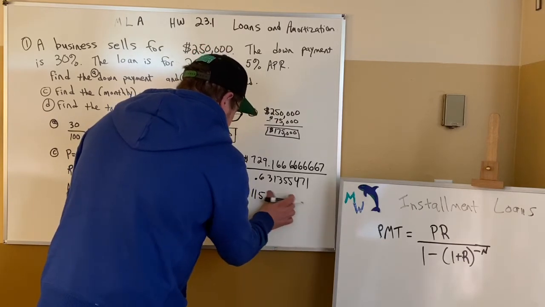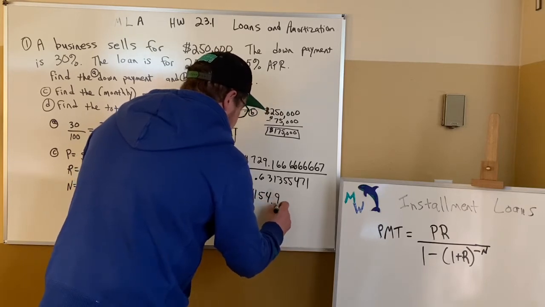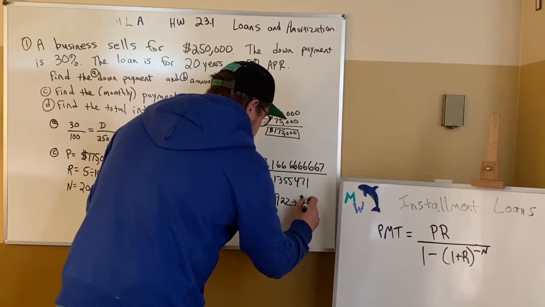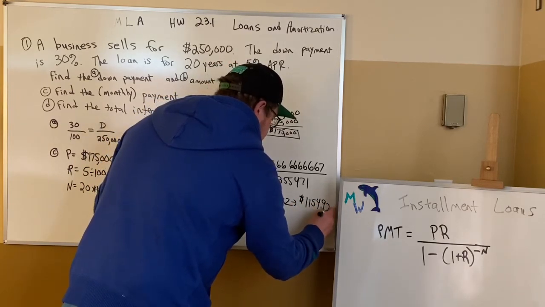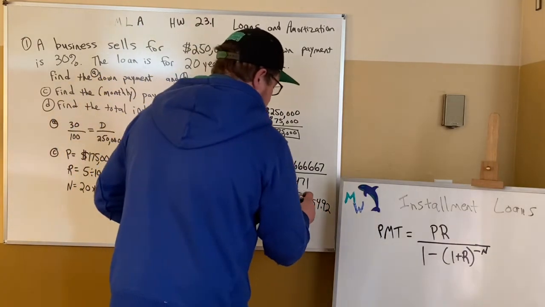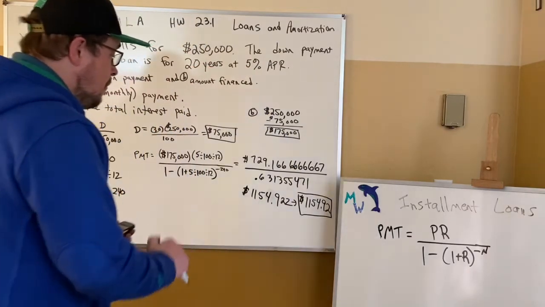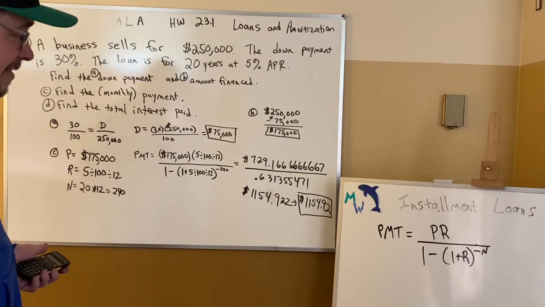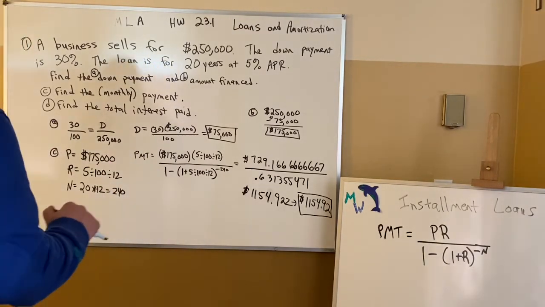$11.54. Come on, man. 0.922. That's going to get me $1,154.92, which will be functionally what I pay. In reality, this payment would probably ask you to pay $1,154.93 so that you have a smaller last payment. But we're going to go with just rounding it off.